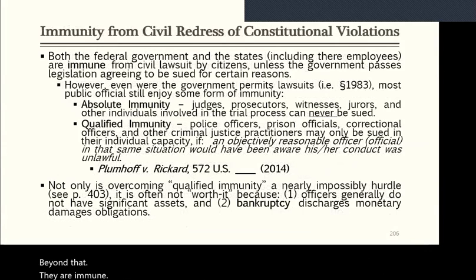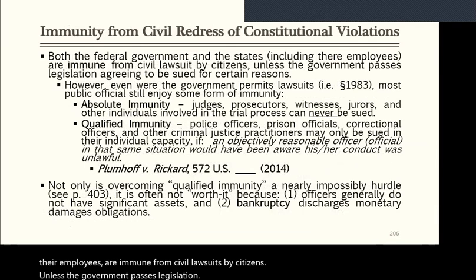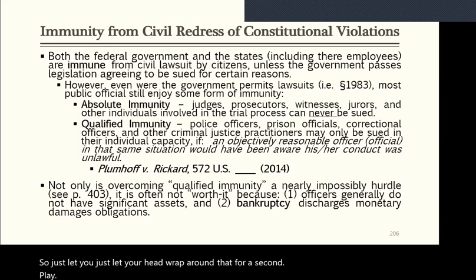So I brought up this idea of immunity, right? Both the federal government and the states, including their employees, are immune from civil lawsuits by citizens, unless the government passes legislation agreeing that it can be sued for certain reasons. Let your head wrap around that for a second. The government has to say, we'll let you sue us before you can sue them.